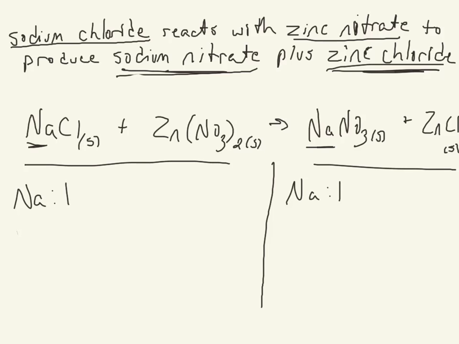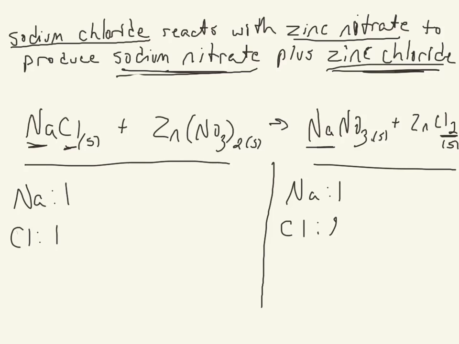You can see that we have, I made a little mistake here. I forgot from previously writing this out that zinc had a 2+ charge, so it was ZnCl2, and solid, of course. So we can see that we have 1 chlorine on our reactant side, however we have 2 chlorine on our product side.